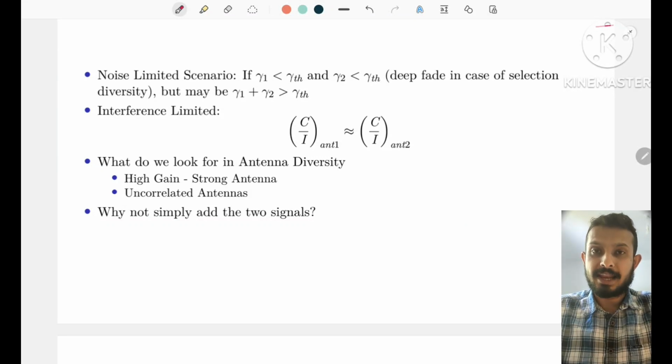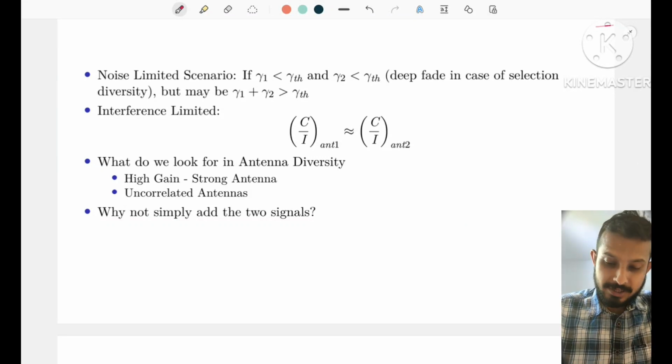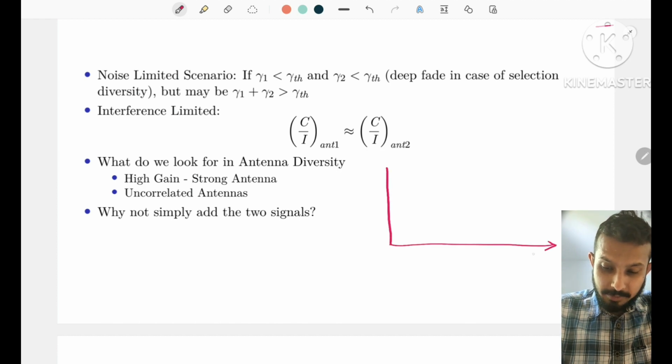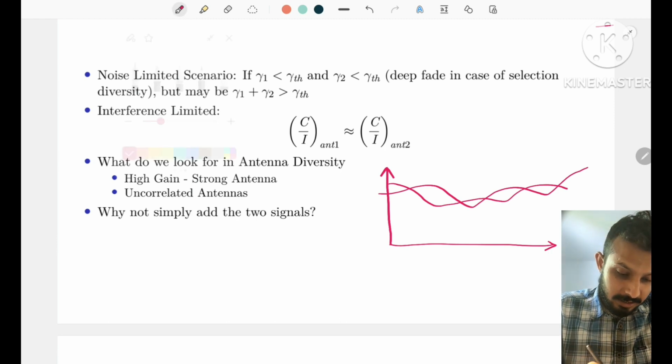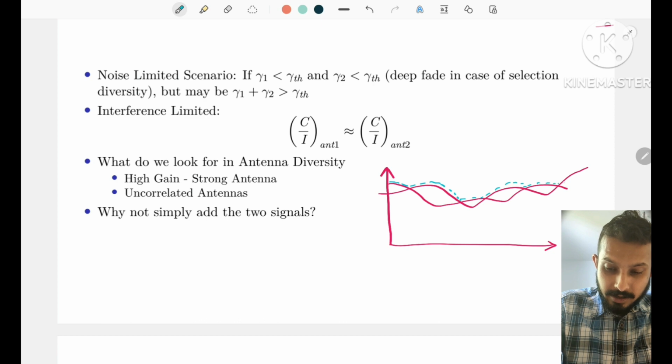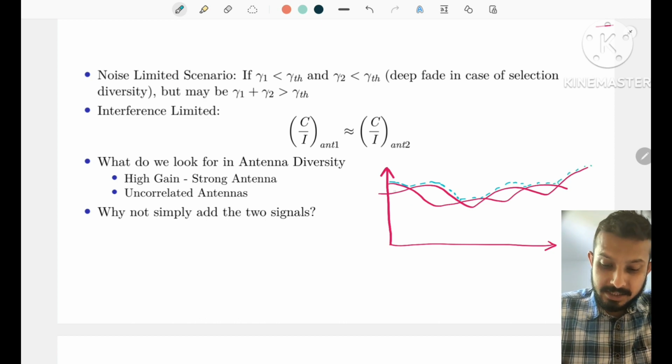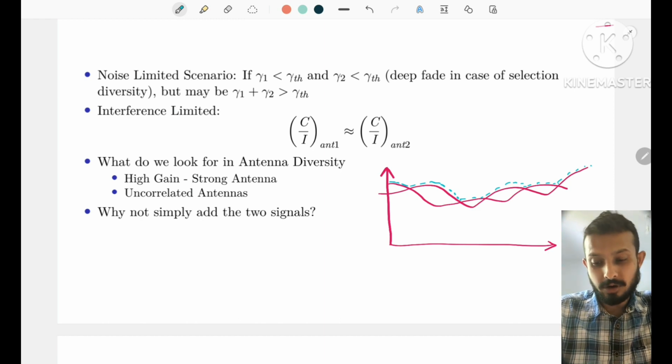Previously, we talked about selection combining. In selection combining, we said that if we have two signals coming at two different antenna elements, let's say this is the first signal, and then we have another signal, we select the best out of these two signals. As a result of selection combining, there is a possibility that the selected signal is greater than the gamma threshold, or there may be cases where the selected signal is less than the gamma threshold.